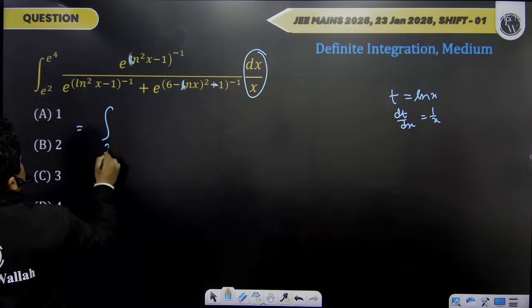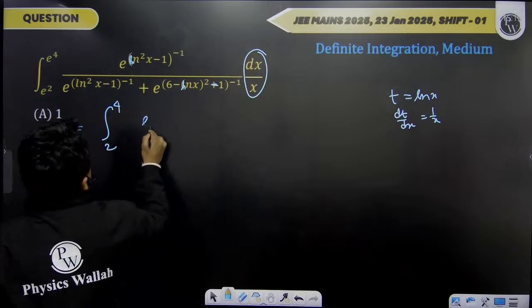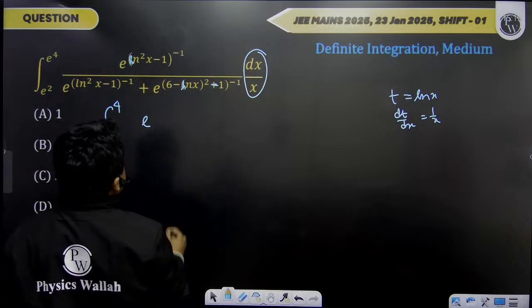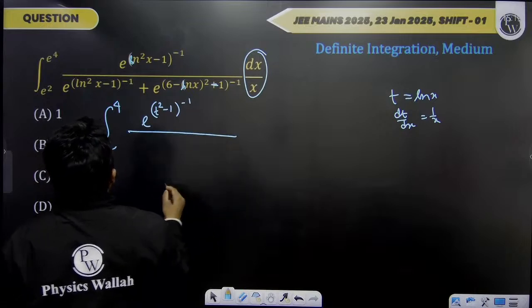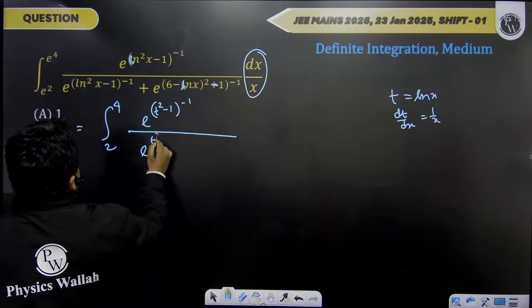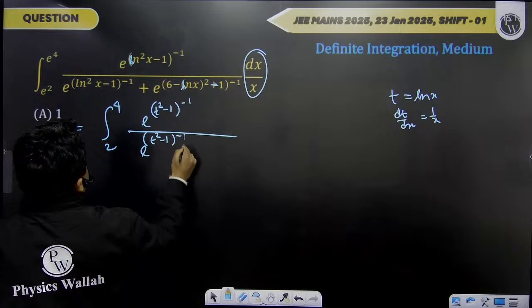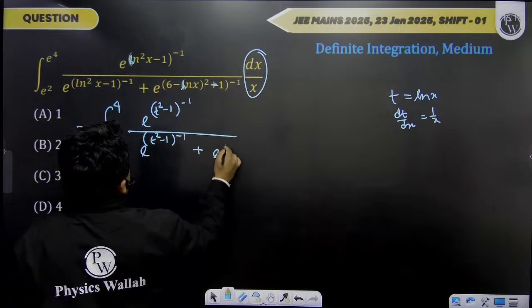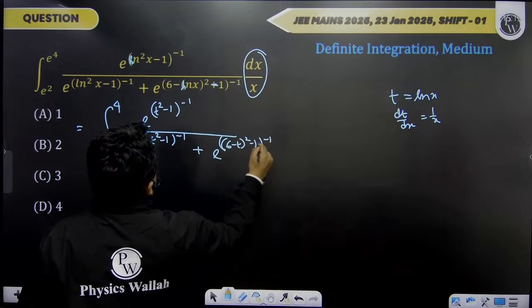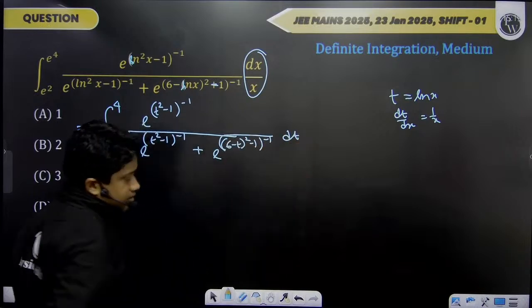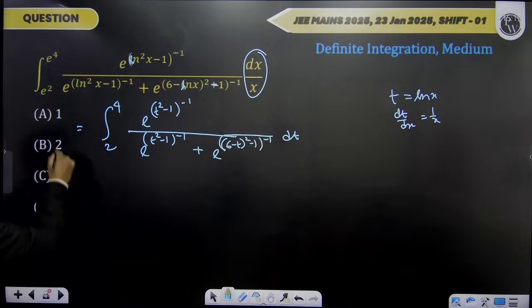So this will be equal to dt, and the limits will be changed to 2 and 4, and this will be e power of t square minus 1 the whole power minus 1 upon e power of t square minus 1 plus e power of 6 minus t the whole square minus 1 whole power minus 1 into dt. Alright, so this is, let's say, I.